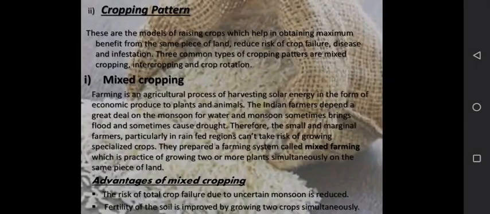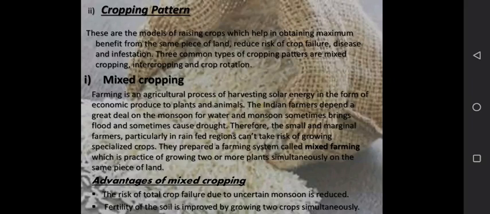Now, the next topic is cropping pattern. These are the models of raising crops which help in obtaining maximum benefit from the same piece of land, and it reduces the risk of crop failure, disease and infestation. Now, three common types of cropping pattern are mixed cropping, intercropping and crop rotation. Now, let's study about mixed cropping.